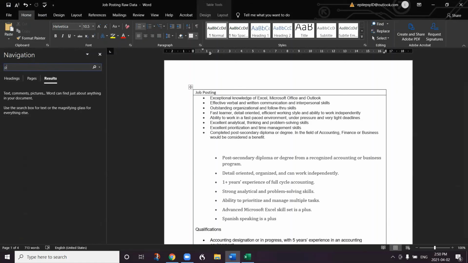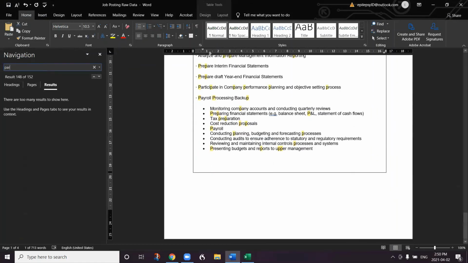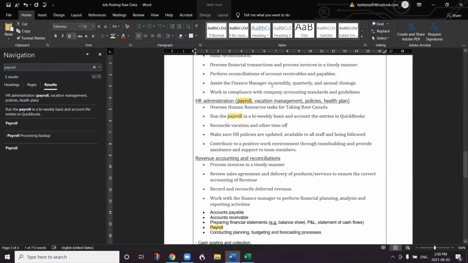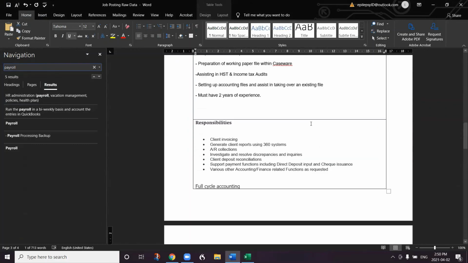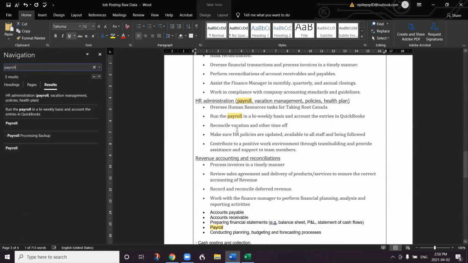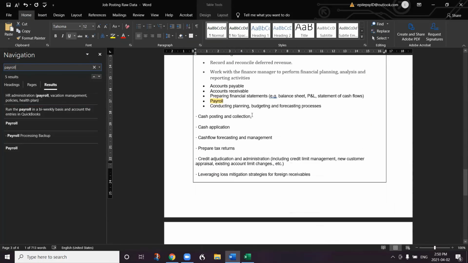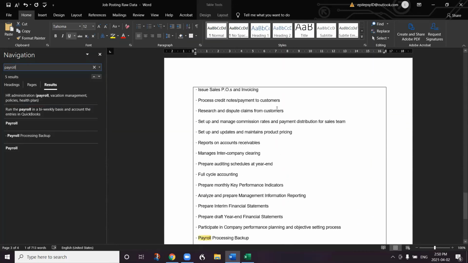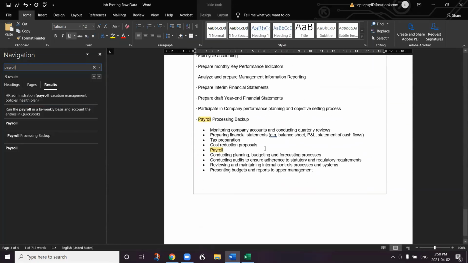So we saw in there payroll. Make sure I spell it correctly. So payroll, and then it will jump specifically to the section where it sees it. And it's in there. We know it's in there 5 times because this is actually the raw data list. But we see here payroll. There it is again. So it highlights it. So it makes it very easy for you to take a look back at what's on your resume and make sure that it's there.